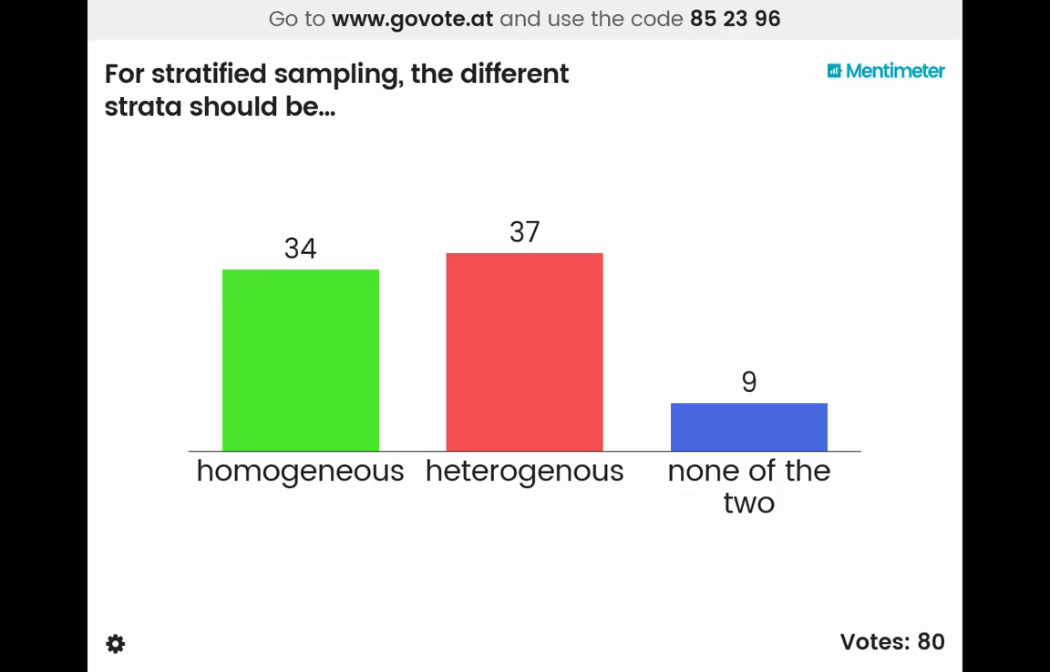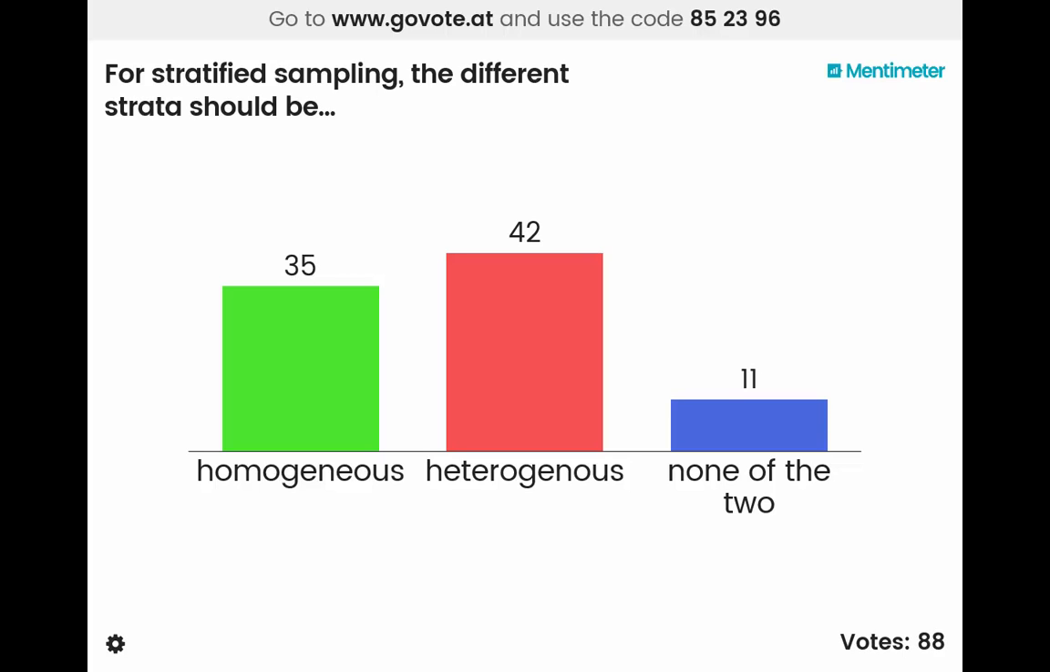Homogeneous, meaning should they all be the same, or similar in their characteristics, and heterogeneous, meaning should they be different in their characteristics. We will talk about that today. It was in the readings, and in stratified sampling, the units in the strata should be homogeneous. They should be the same.